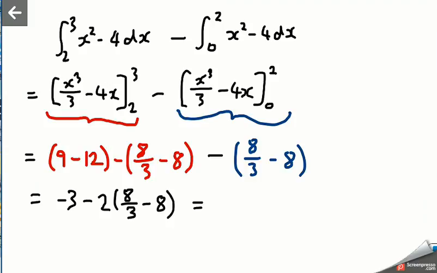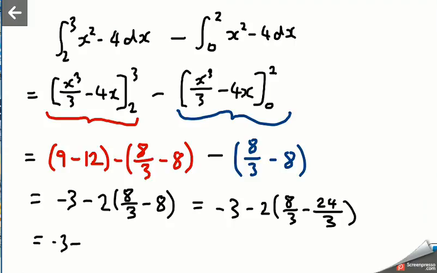So this is equal to negative 3 minus 2 times, let's just simplify this. So 8 is the same as 24 divided by 3. So we've got 8 over 3 minus 24 divided by 3. So this is equal to negative 3 minus 2 times negative 16 over 3, because 8 over 3 minus 24 over 3 is negative 16 over 3.